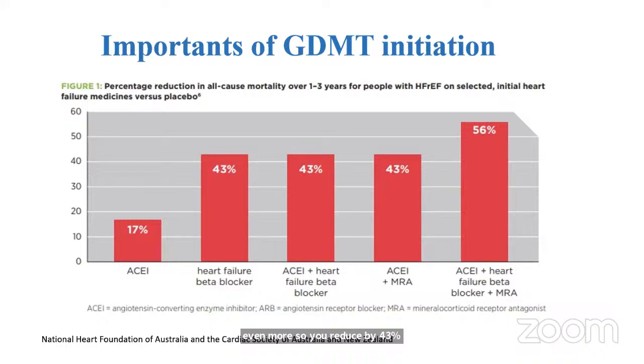And when you increase to 3 pillars, when this study was done, it was only up to 3 pillars. If you can see, there's a 56% reduction in all-cause mortality in patients with reduced ejection fraction heart failure. So it's always important to start all 4 together, if there's no contraindication.